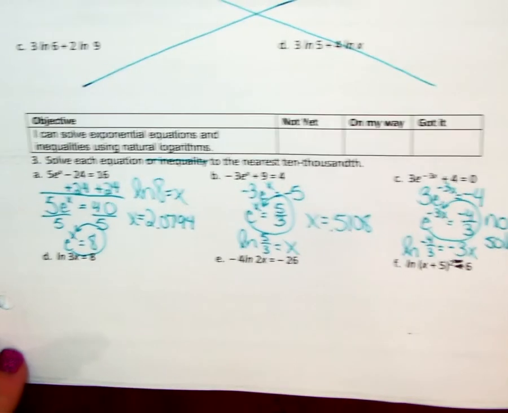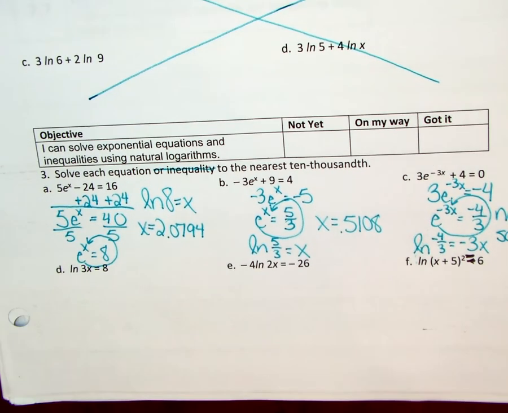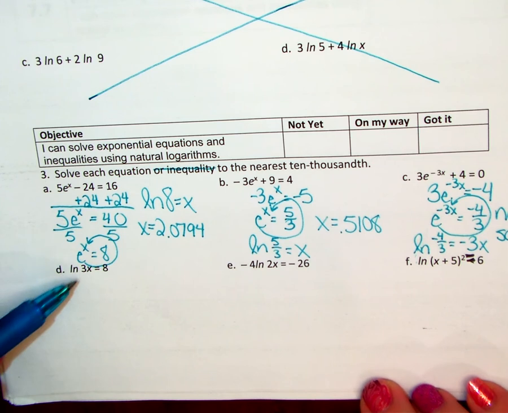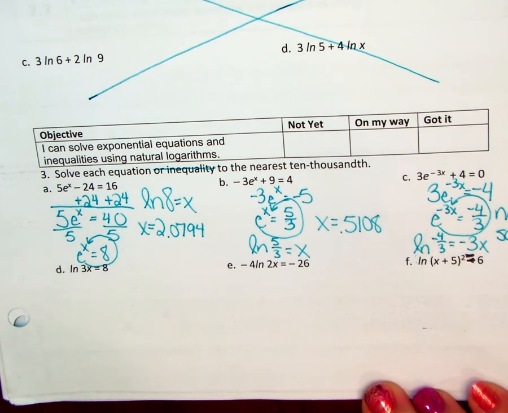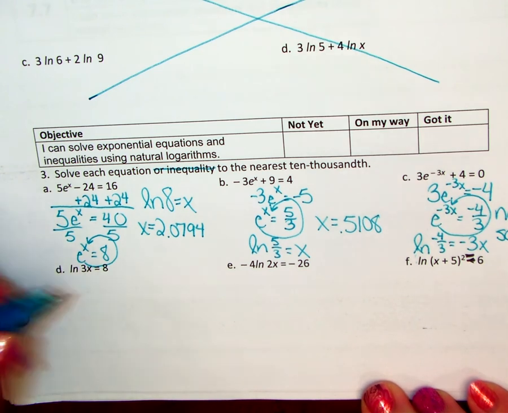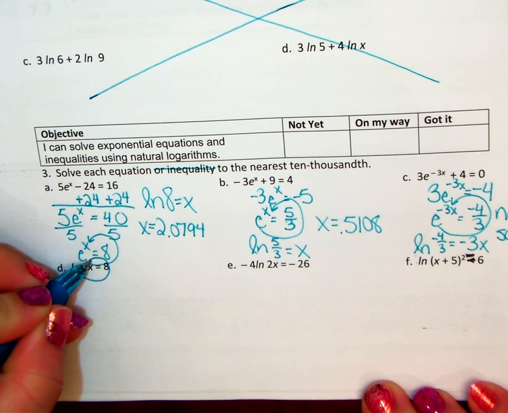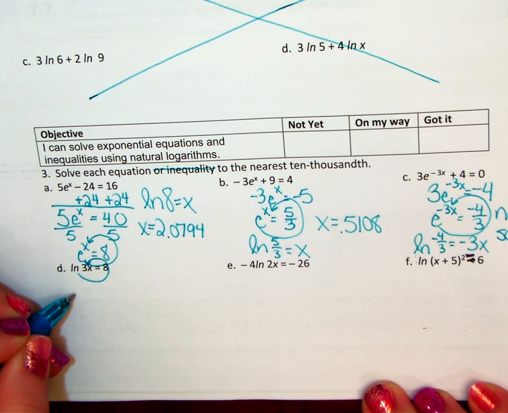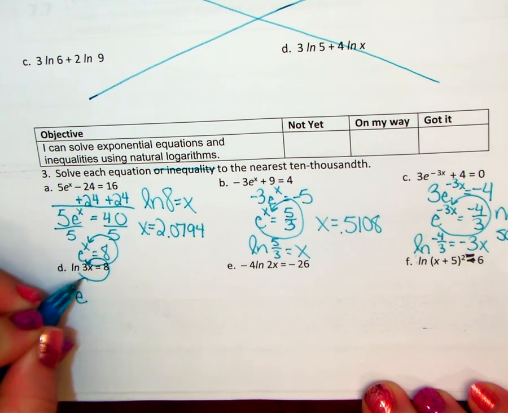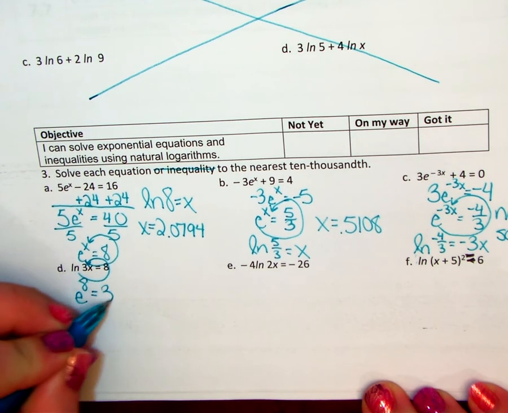Now let's try some that are already in natural log form that we will need to change over to exponential form to solve. You know that it's time to change it into exponential form when you have one natural log all by itself. That's what we have in D. Natural log of 3x. That's the only thing on the left side. So that means I'm at a point where I need to change forms. So drawing our loop would mean I would have natural log, that's a base of e, to the 8th power equals 3x.